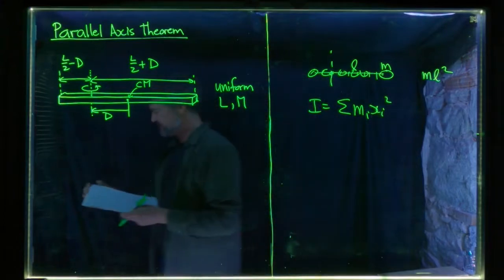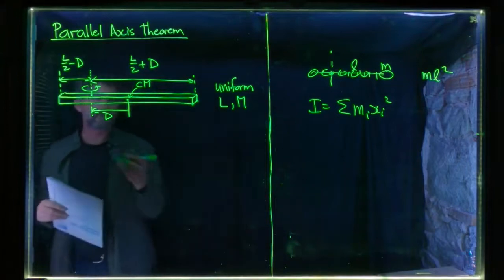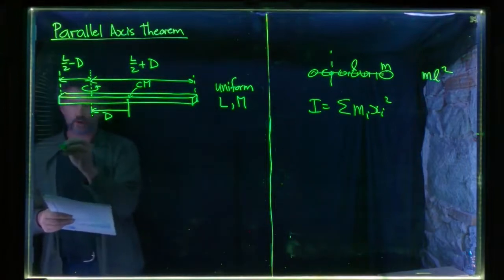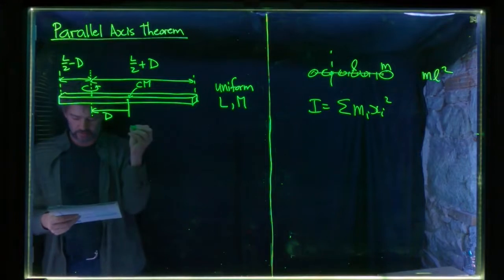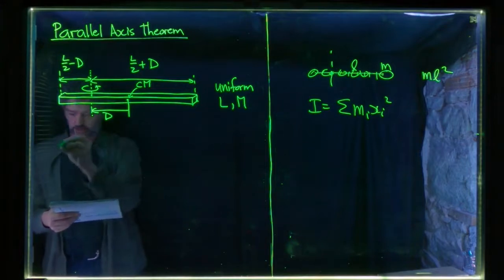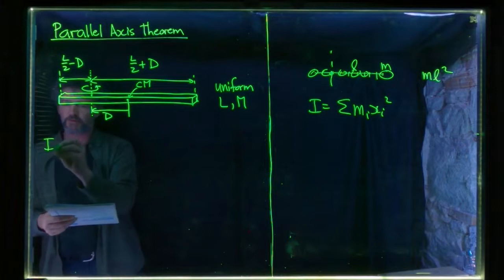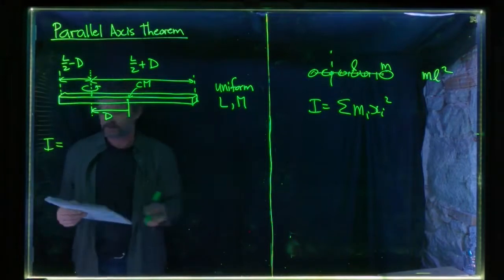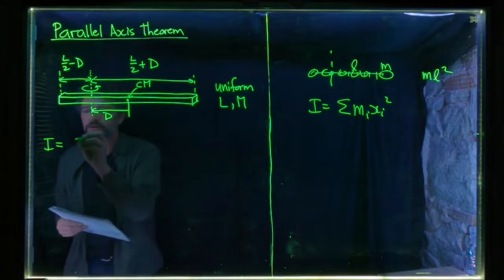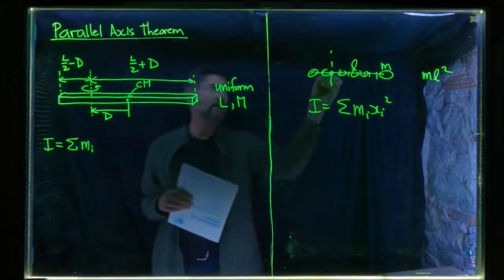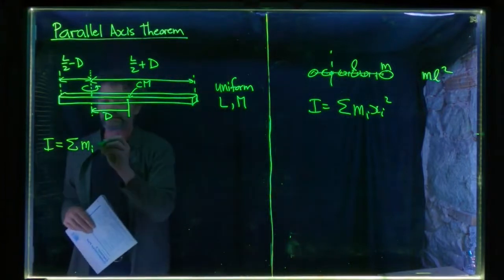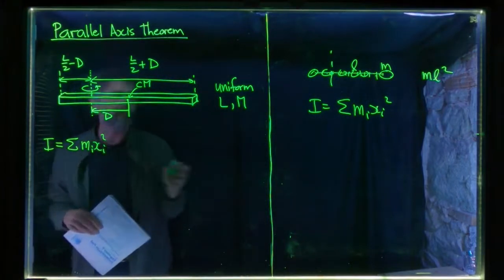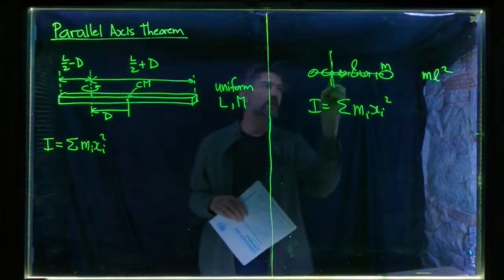Okay, so let's write that down. So I, the moment of inertia, just for discrete masses, is going to be the sum of the individual masses making up that rigid body times the square of the perpendicular distance of that object, say this distance or this distance or this distance, squared.